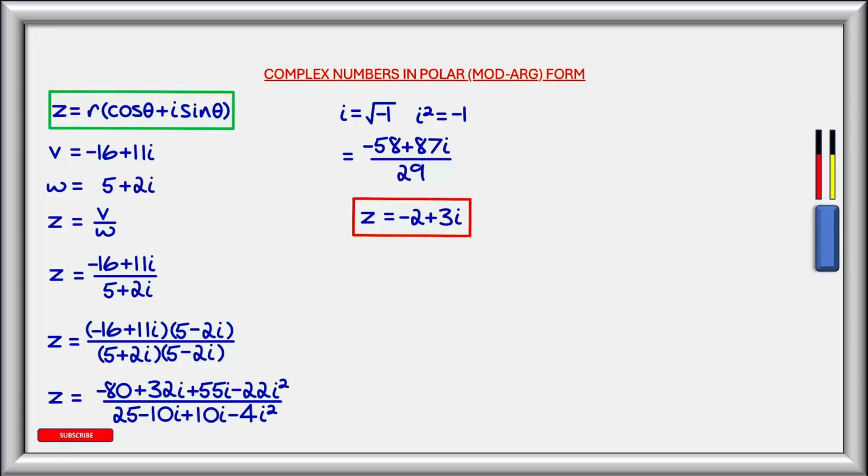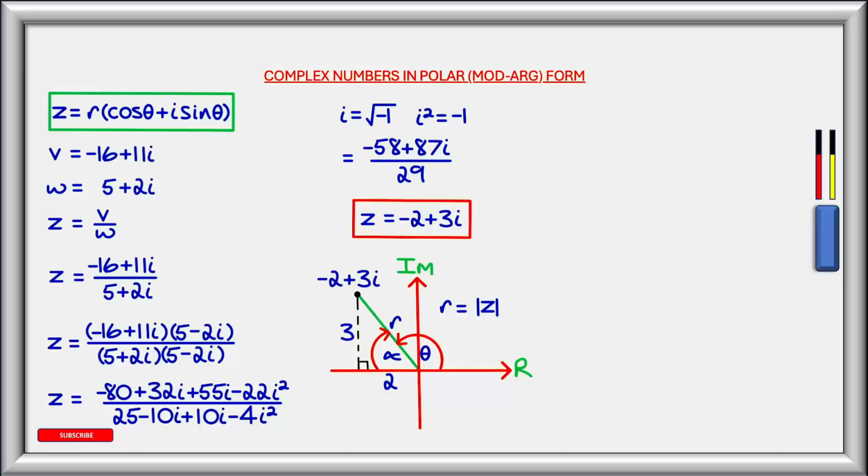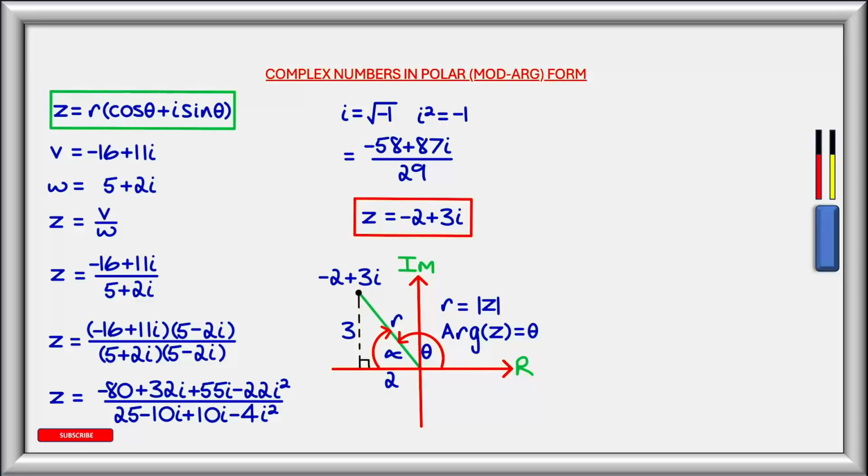Let's now plot this on an Argand diagram and look at what we need to do to convert it to polar form. Looking at the Argand diagram, we can see that the complex number is in the second quadrant. The length of the line from the origin to the point representing the complex number is given by r. This is the modulus of the complex number and is also denoted by z with 2 bars either side. The angle theta, which is the positive angle made in a counterclockwise direction from the real axis, is the argument of the complex number and denoted by arg z.